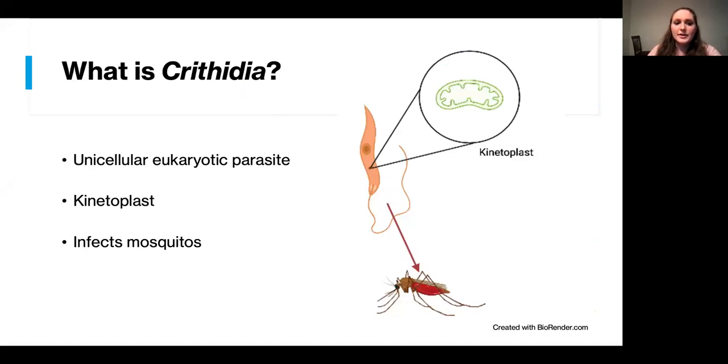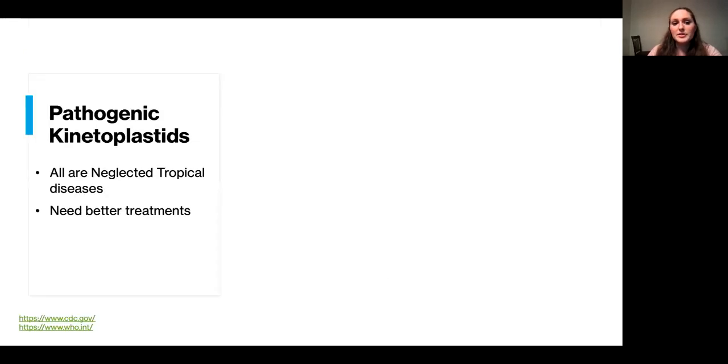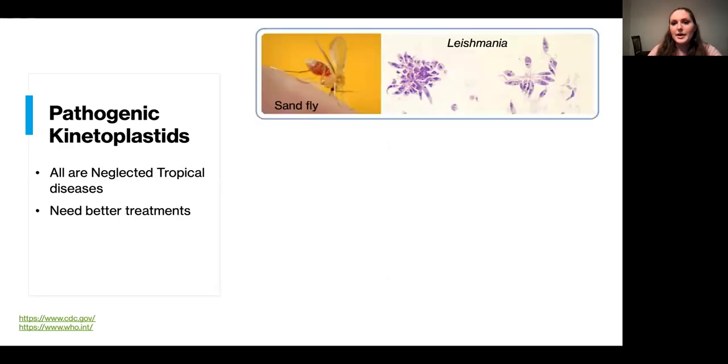First off, what is Crithidia? It is a unicellular eukaryotic parasite that is defined by its single specialized mitochondria called the kinetoplast. It infects mosquitoes and not humans. So it belongs to a group of pathogenic kinetoplastids. It is most closely related to Leishmania, which is spread by the sandfly and causes leishmaniasis.